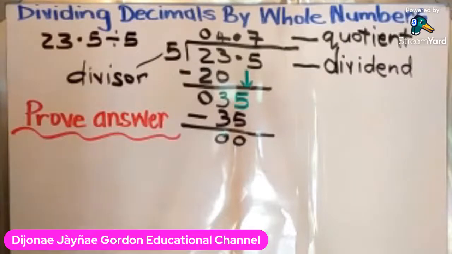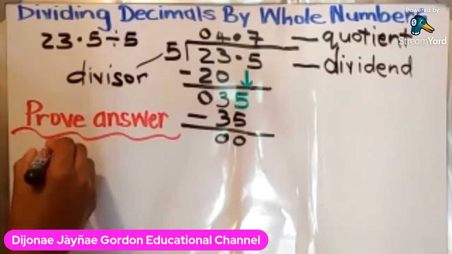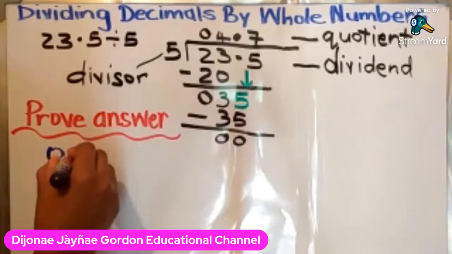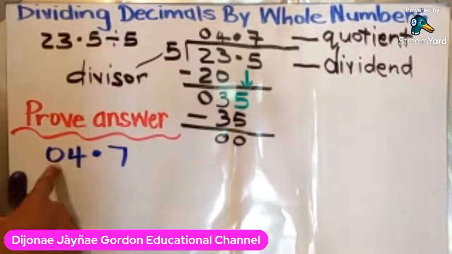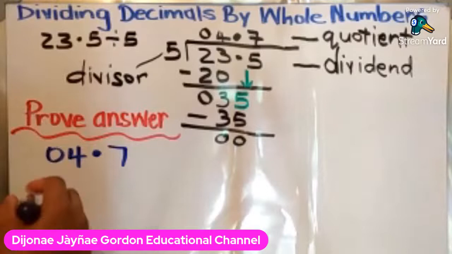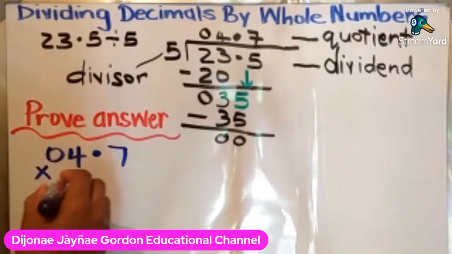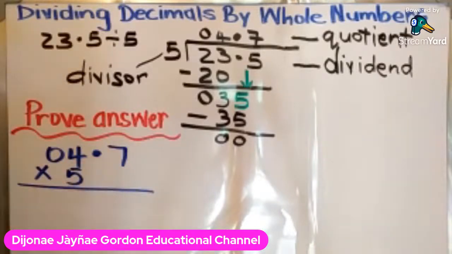My quotient is 0.47, so that's 0.47. And of course, we are multiplying by 5. All right. So that's the problem. Look carefully at the problem.